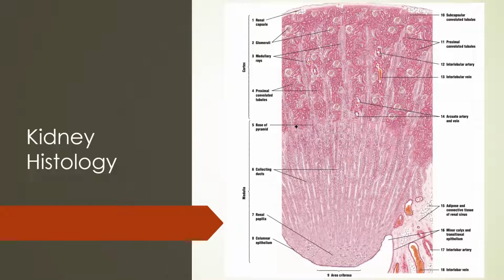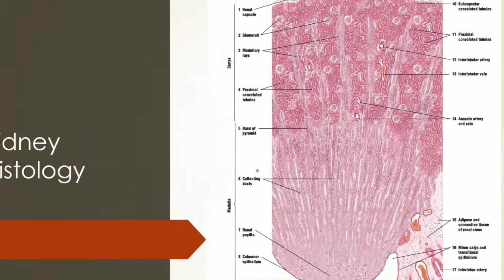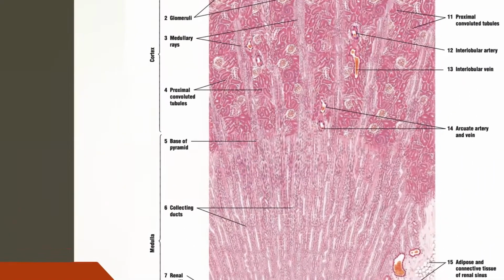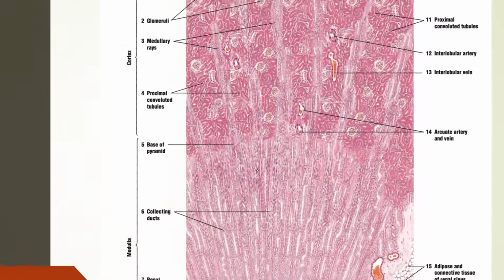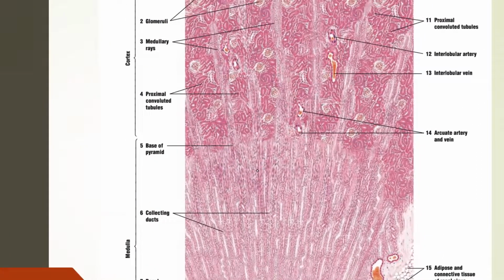And in the kidney histology, you can see cortex and medulla. I magnify it a little bit to show you what we have in the cortex and what we have in the medulla. I draw a line between cortex and medulla here. This blue line represents the boundary between cortex and medulla.